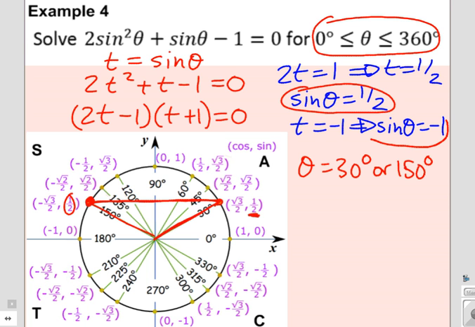Sine theta is minus 1. That takes us to the only point on the circle with y coordinate minus 1. It's 270. And these are the only solutions in the domain specified.